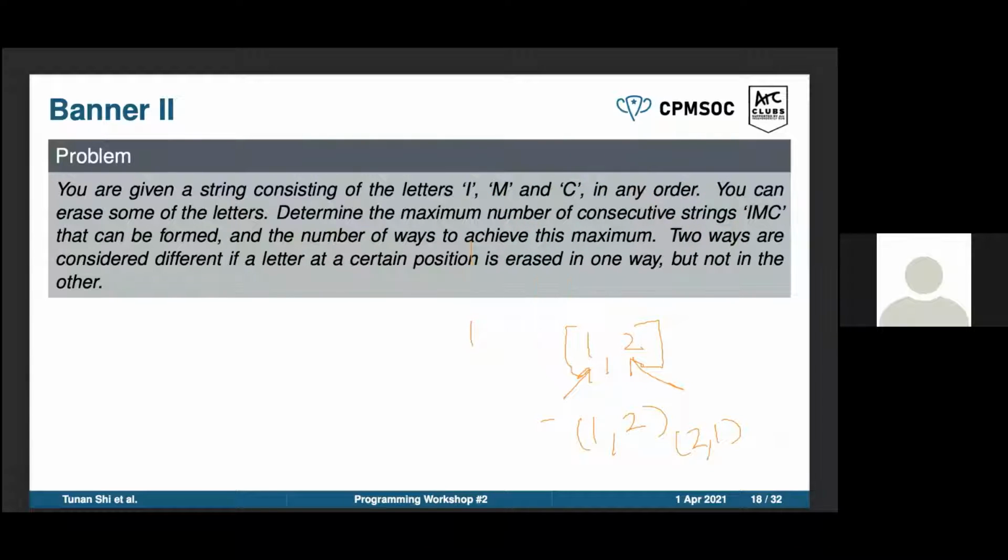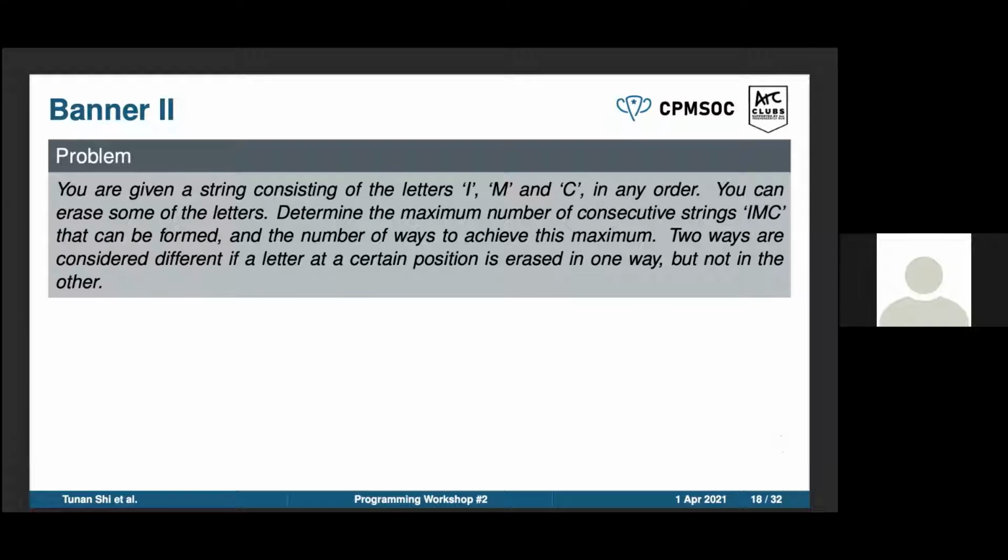So the next problem is Banner 2. I'll also briefly discuss Banner 1, although that's a much easier problem. In both banners, you're given a string consisting of the letters I, M, and C in some order. You can erase some of the letters, and there are 2 questions in Banner 2. First, what is the maximum number of consecutive strings of IMC that can be formed? Like IMC, IMC, IMC would be 3 of them. And second, how many ways can you achieve this? 2 ways are considered different if a letter at a certain point is erased in one way and isn't erased in another. I'll give some examples.